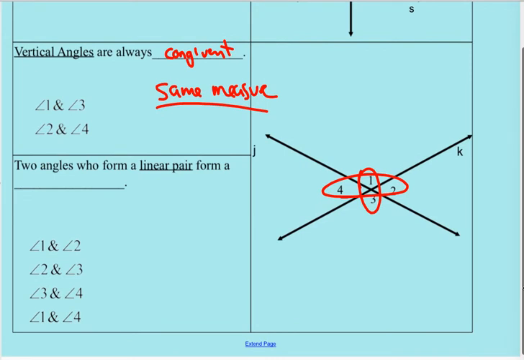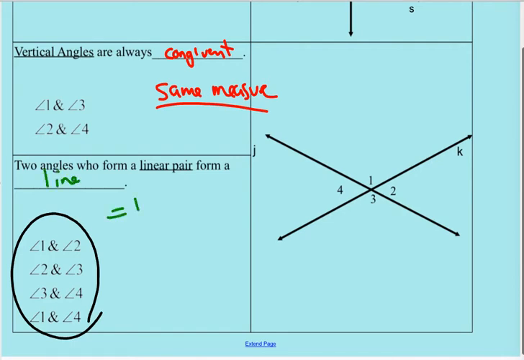Linear pair, just reviewing from Unit 1: two angles that make a line, and they're always going to be equal to 180 degrees. Two angles make a line, they've got to add up to 180. So 1 and 2, 2 and 3, 3 and 4, 4 and 1.